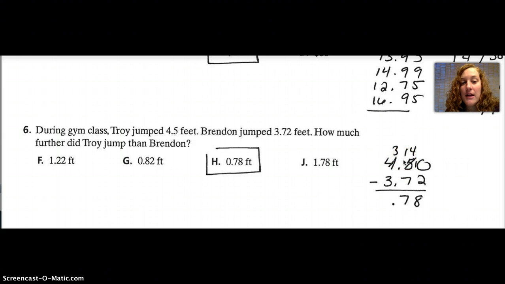So 4.5 feet minus 3 and 72 hundredths gives you 78 hundredths feet. So that's H.